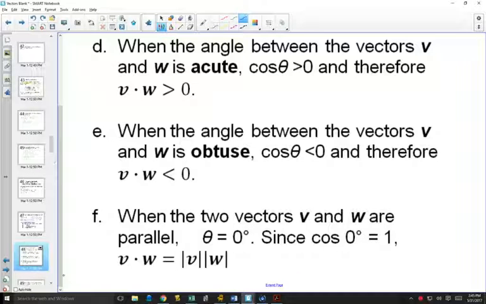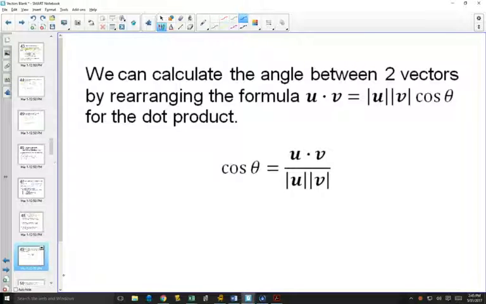And when 2 vectors are parallel, then the angle between will be 0 degrees. And since cos of 0 is equal to 1, for 2 parallel vectors the dot product is just equal to the product of the lengths of those 2 vectors. Rearranging that formula, we can now find the angle between any two vectors by just finding the dot product and dividing by the lengths. And what makes vectors so powerful is that figuring out both of those things is really easy.